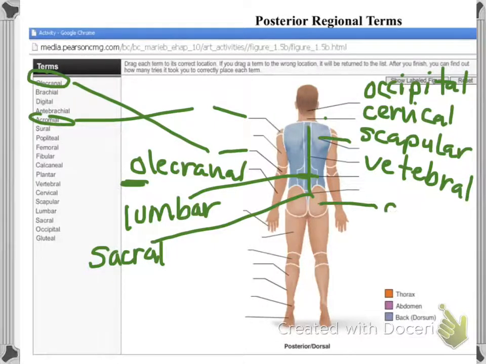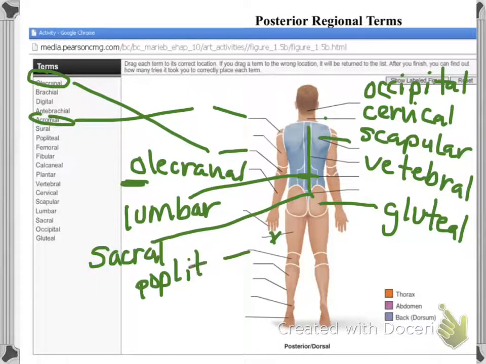Right here is your sacral region, which coincides with your sacrum, which is part of your spine underneath. The butt, gluteal, think of gluteus maximus. People can usually remember that one. This is still femoral. The back of your knee is popliteal, or popliteal. The back of the leg is sural.